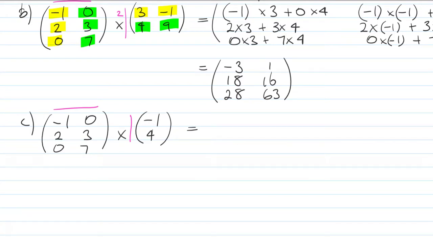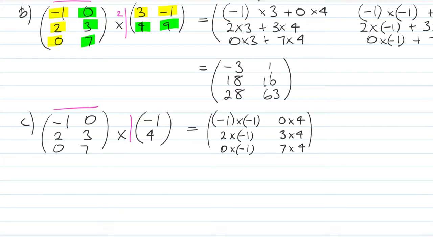and we'll do this calculation now. So I get -1 times -1, and then 0 times 4, and then I get 2 times -1, and then 3 times 4, and then I get 0 times -1, and 7 times 4. And this comes out as 1, oh there should be plus, sorry, we're adding those terms together, my apologies. 1 plus 0, -2 plus 12, which is 10, and then 0 plus 28.